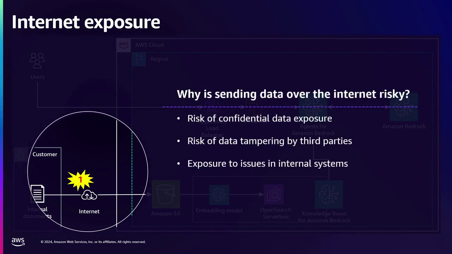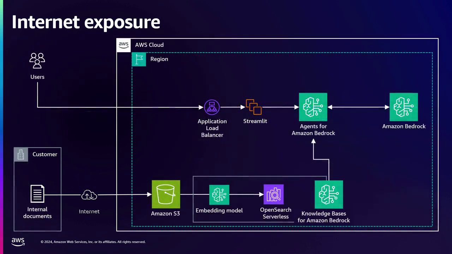The first: to implement the RAG architecture, you first need to upload your internal data to Amazon S3. If you are using the internet over a non-dedicated network, there is a risk of your data being stolen or altered by unauthorized users. Therefore, AWS recommends that you create a dedicated network over AWS Direct Connect or AWS Site-to-Site VPN instead of the internet.